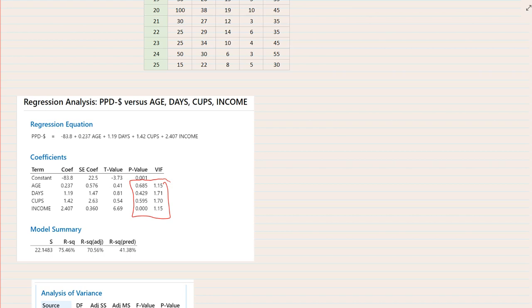So here, let me write this. Our null hypothesis being tested by that is that beta 1, the coefficient on age, is 0. The alternative here says beta 1 is not 0. That's that simple. The p-value for that is 0.685. That tests this hypothesis.